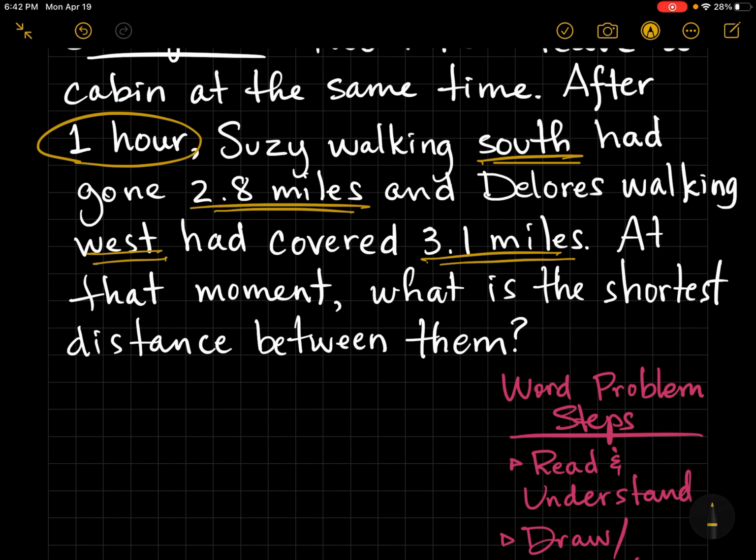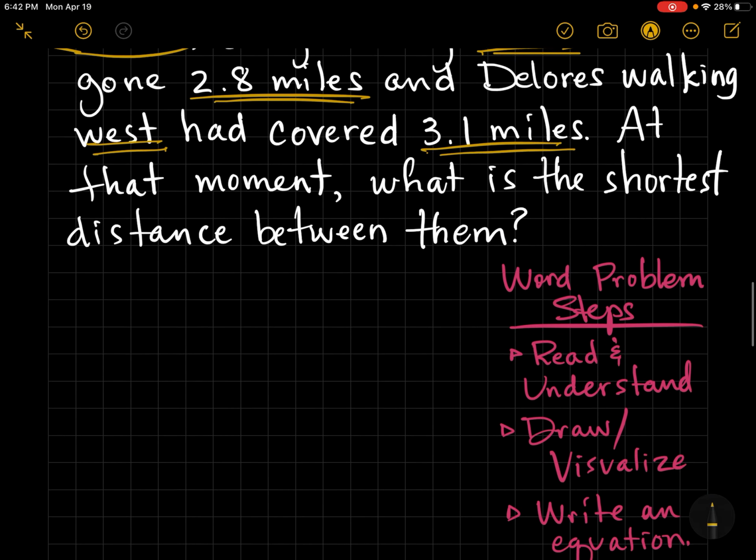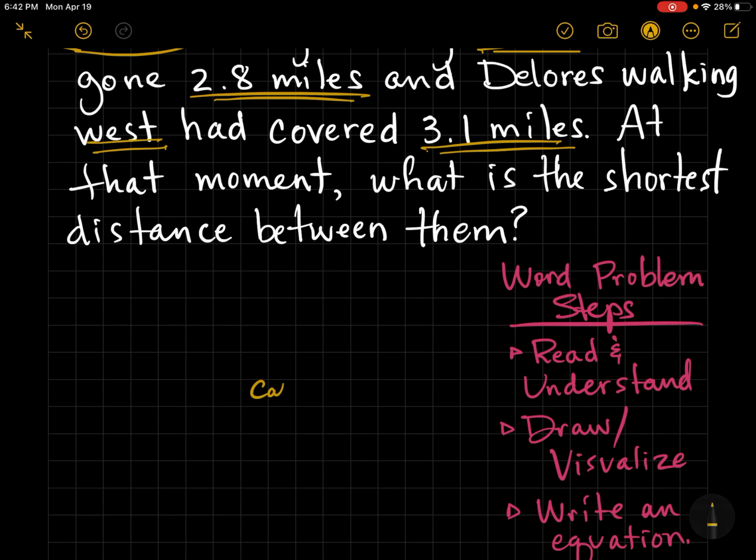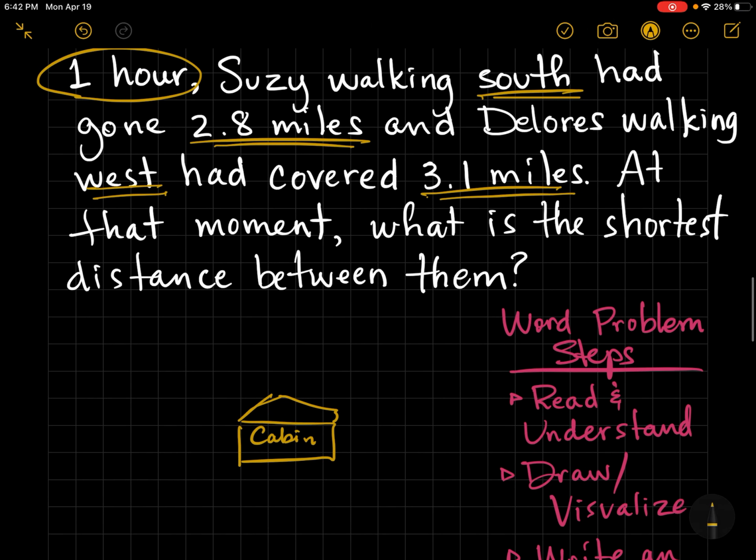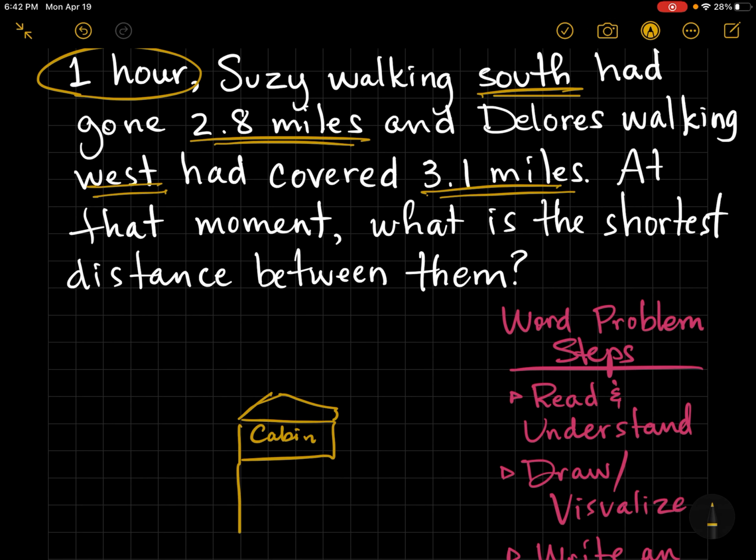Now, the south and the west are probably important. So let's say this is the cabin. Okay, we have a little cabin. Oh, my roof is crooked. So in the cabin, it says Dolores, no, who first? Susie walks south for an hour and had gone 2.8 miles. And I'm just going to make it from the corner of the cabin.